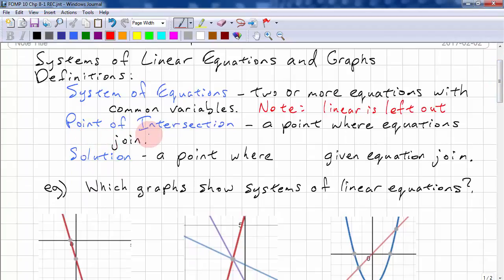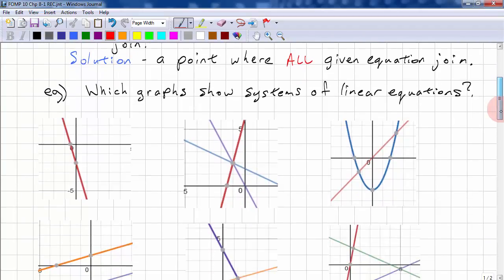A point of intersection is a point where the equations join. And again, this does not apply only to linear. And a solution is a point where all given equations join. So let's look at some examples.